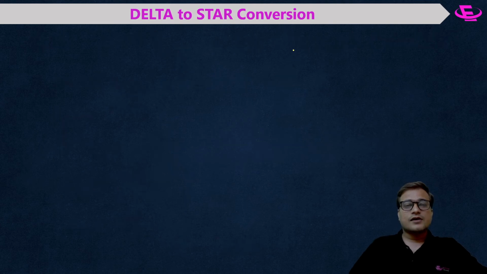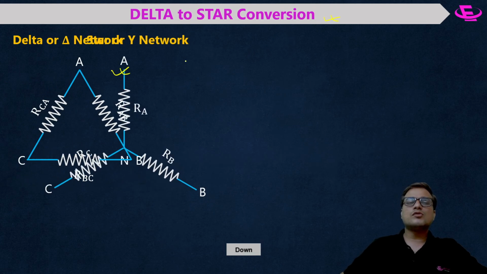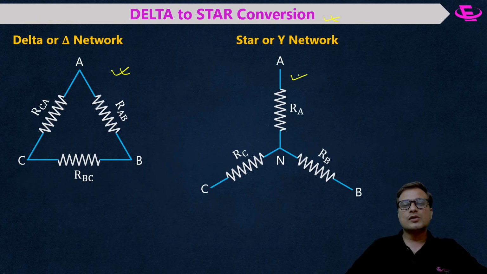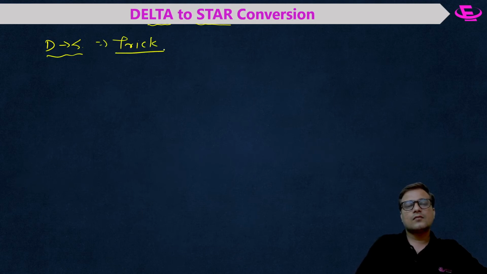Come to the next part, delta to star conversion. So now a delta network is given to you. You have to convert the given delta into star. So how to do it? Again for this there is a trick. Delta to star, D to S. What is the trick? Your trick will be divide by sum.